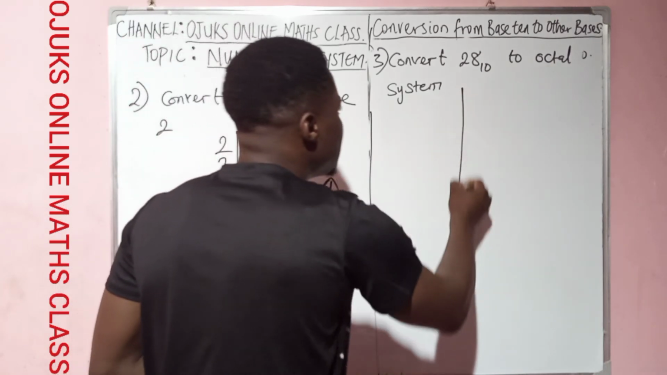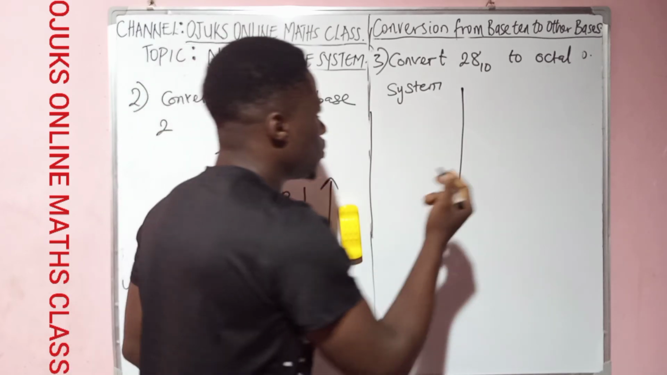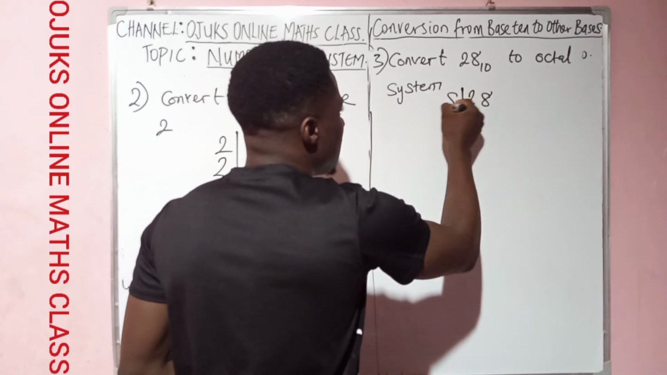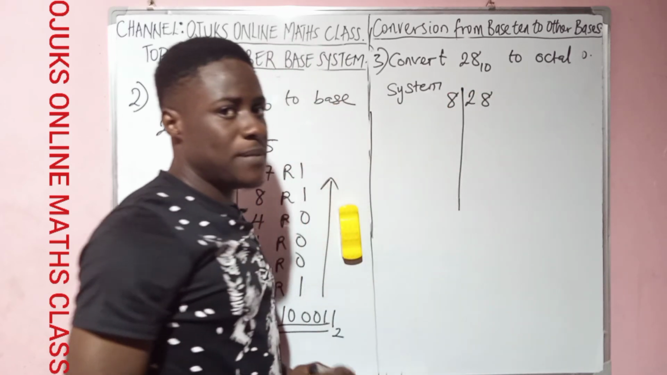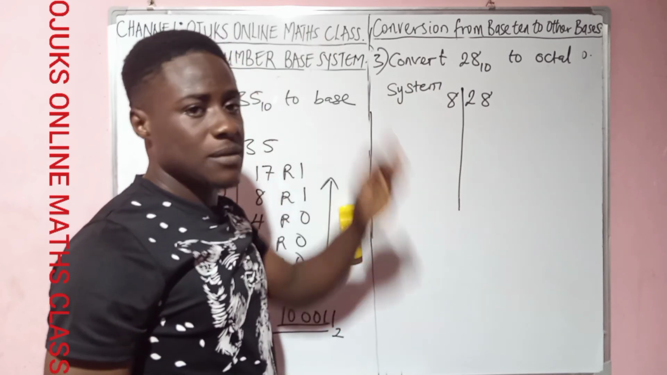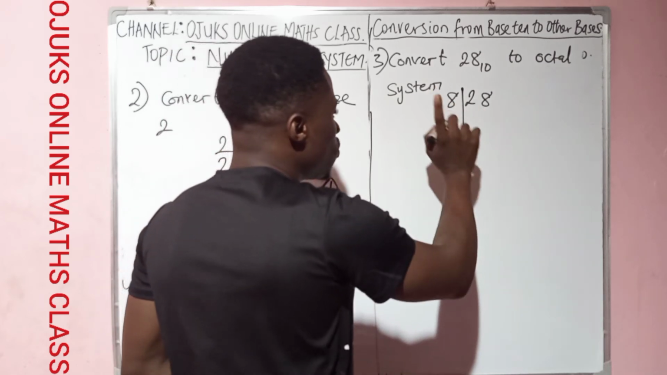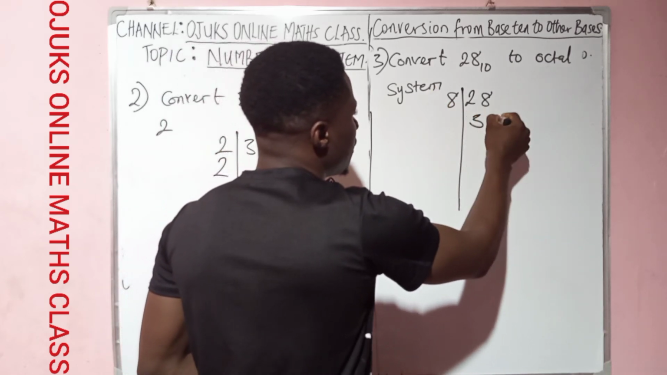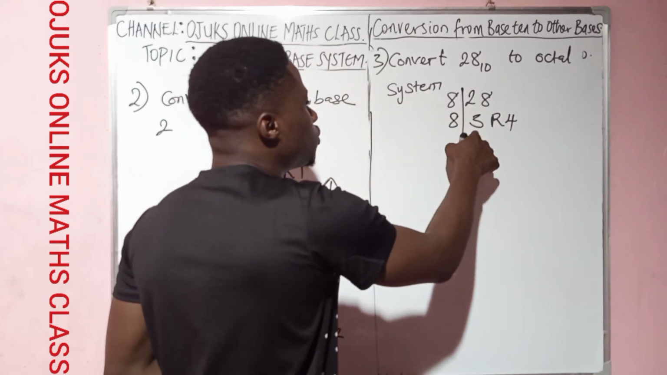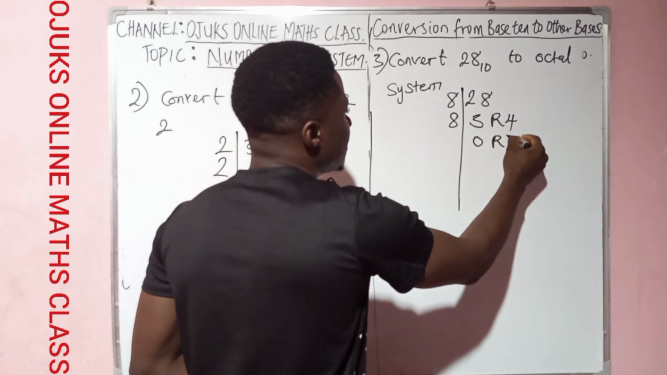We are going to divide 28, which is a number in base 10, by 8, octal system, which is base 8. We are going to divide it repeatedly by 8. Then we'll collect our remainders as our result, as usual. 8 into 28 gives us 3, remainder 4. Then 8 into 3 gives us just 0, remainder 3.